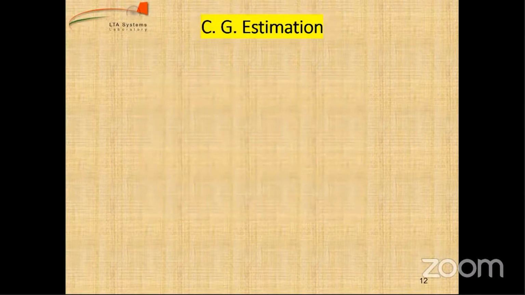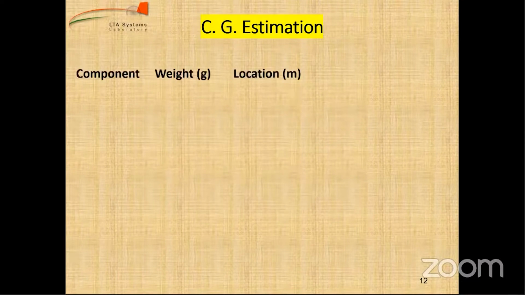Now we'd like to estimate the CG of an airship. This is going to be the same simple exercise you have done even in school. So for the components we have now, we know the weight of each component. We also know their location from, say, the nose of the airship. And the moment arm. So what is moment arm?